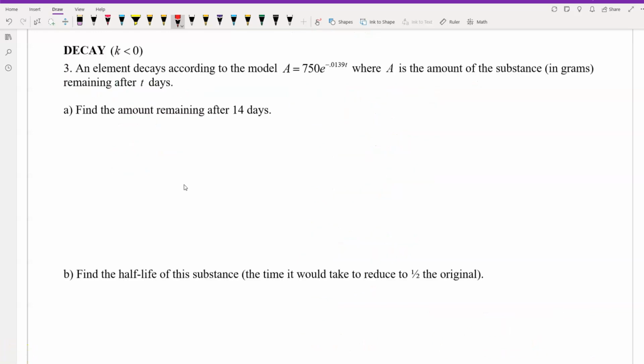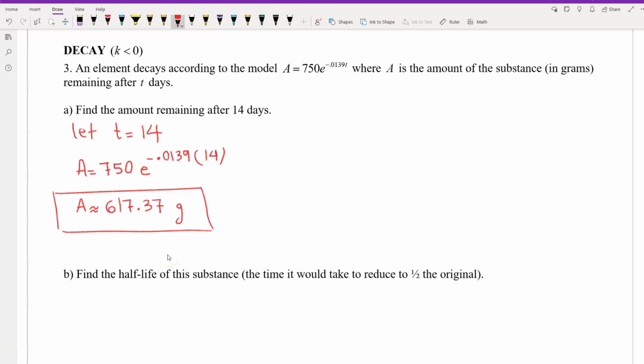Now on this part, this example is for decay, and that is when k is less than 0. An element decays according to the model A equals 750 times e to the power of negative 0.0139 times t, where A is the amount of the substance remaining after t days. Part A, find the amount remaining after 14 days.